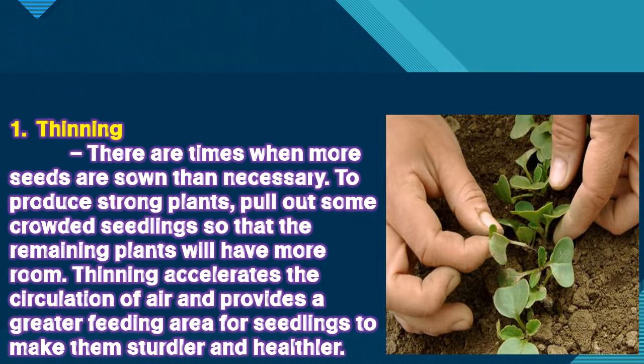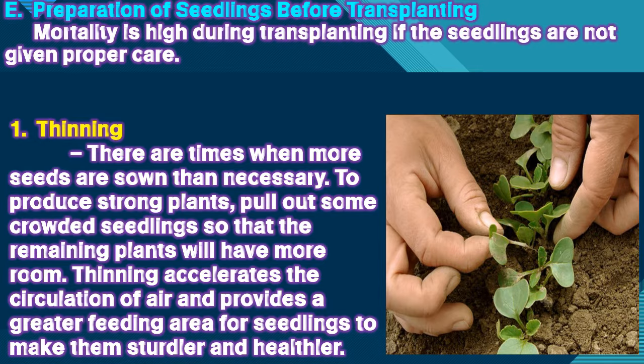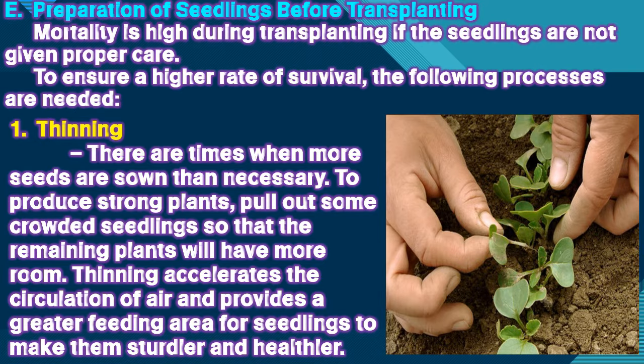5. Preparation of seedlings before transplanting. Mortality is high during transplanting if the seedlings are not given proper care. To ensure a higher rate of survival, the following processes are needed. 1. Thinning. There are times when more seeds are sown than necessary. To produce strong plants, pull out some crowded seedlings so that the remaining plants will have more room. Thinning accelerates the circulation of air and provides a greater feeding area for seedlings to make them sturdier and healthier.